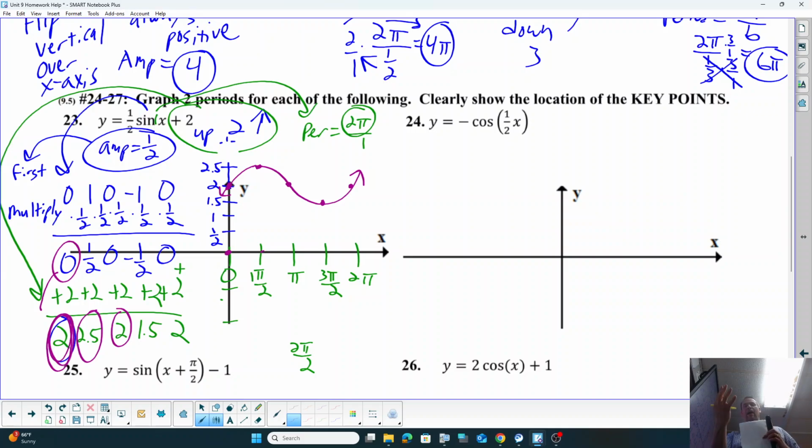So basically that was an amplitude of a half, and the whole thing shifted up by 2. The whole thing shifted up by 2, and then shrunk. It shrunk the amplitude. Up a half, down a half, amplitude a half.